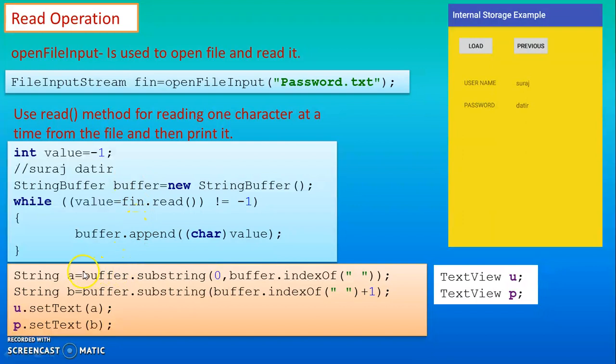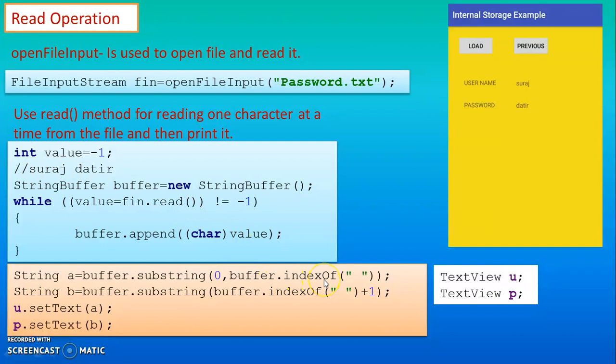Then for reading these two strings Suraj and Datir, we are using separate statements, two variables a and b. Then buffer dot substring. The substring method is used to extract the string. Here it actually has two parameters. The first represents the start value, the second the end. So here the start 0 means I need to access the value from the first position, so that's why it is 0. Buffer dot indexOf, here the space is there, means I want to read value up to space, so that's why I have given this statement.